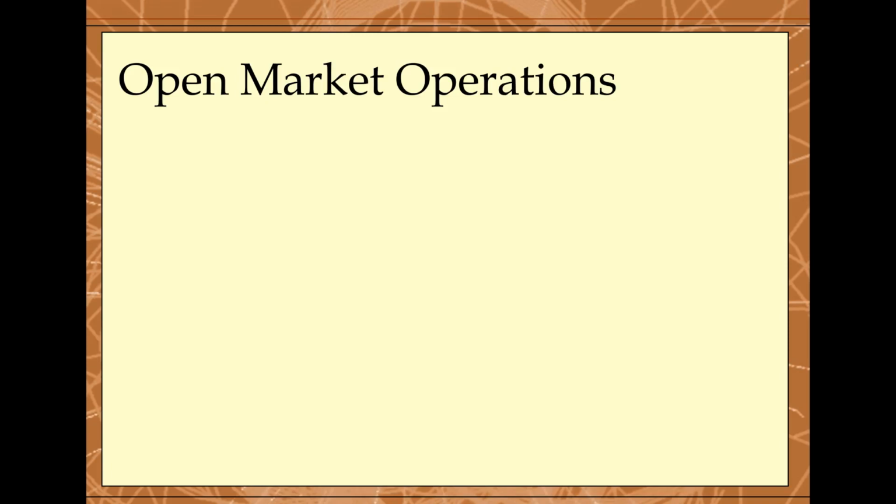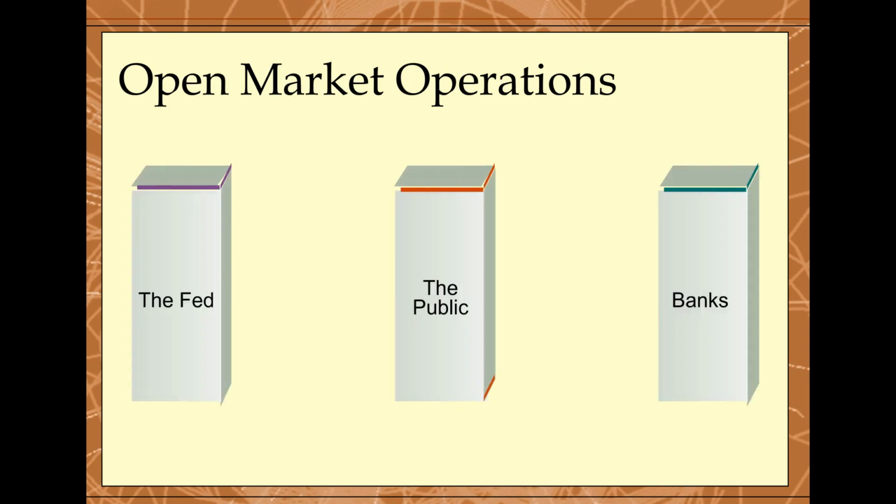Now we left off last video talking about how the Federal Reserve uses open market operations to manipulate the amount of reserves in the banking system, thereby affecting interest rates, thereby affecting bank lending, thereby affecting aggregate demand. So let's look at that a little more closely. What we see here, this is the Federal Reserve, this is the public, and this is the banking system.